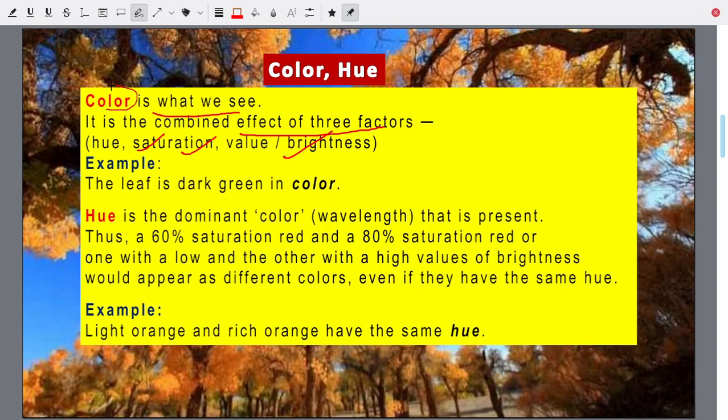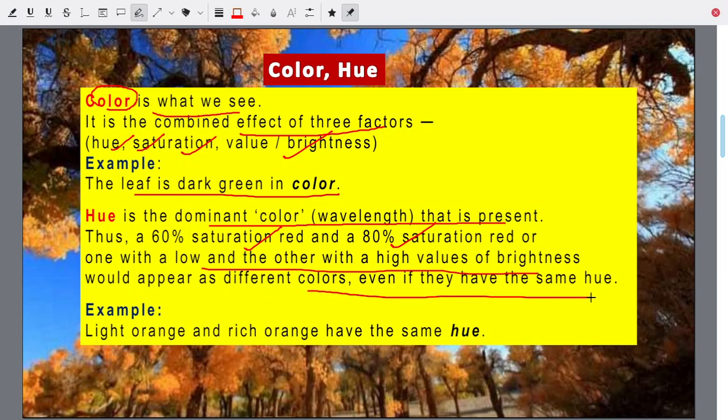So color is what you see. Color is hue plus saturation plus brightness. The leaf is dark green in color. Hue is the dominant color or dominant wavelength that is present. A 60% saturation red and an 80% saturation red, one with a low and other with a high value of brightness, would appear as different colors even if they have the same hue.